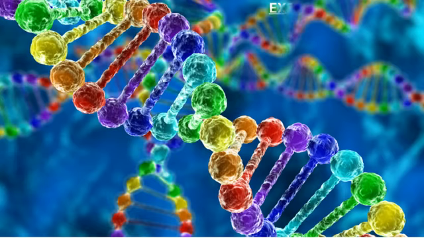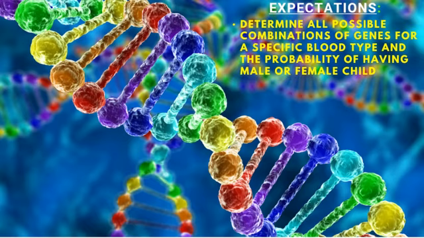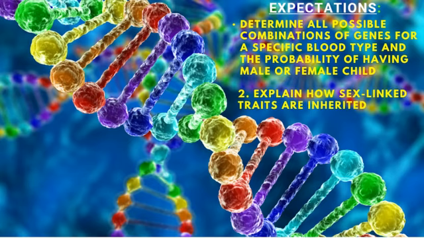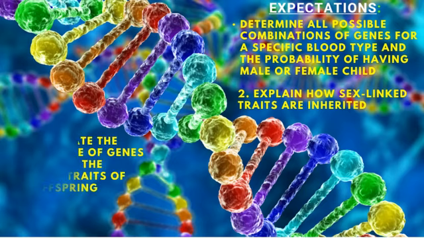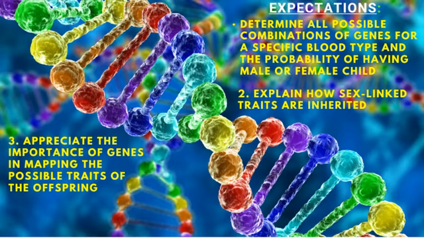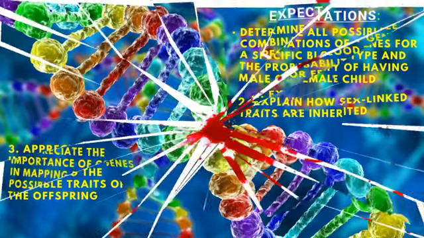So for today, these are the following goals and objectives. For number 1, determine all possible combinations of genes for a specific blood type and the probability of having a male or female child. Number 2, explain how sex-linked traits are inherited. And for number 3, appreciate the importance of genes in mapping the possible traits of the offspring. These are all the objectives for our lesson today.